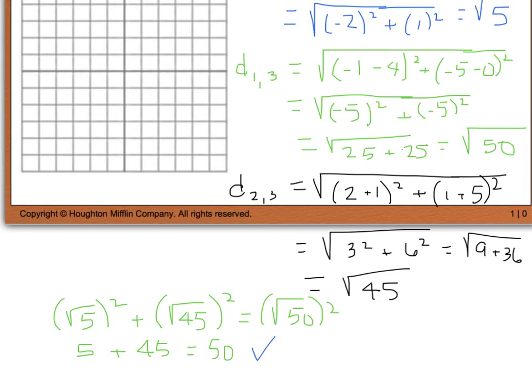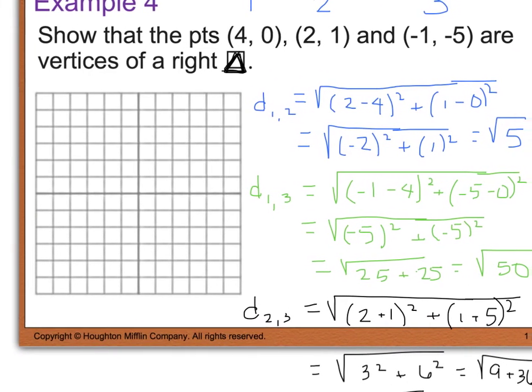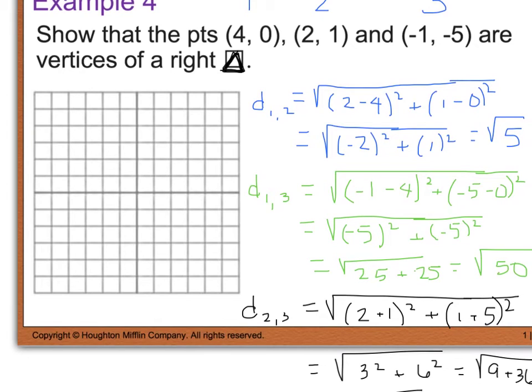And if you want, you can go ahead and plot these points just to look at it. If we do that, I see that we have 4 in the positive direction, 0. We have 2, 1, and negative 1, negative 5, which is right here. And if you connect these points, you'll see that it doesn't necessarily look like a right triangle, but because we were able to prove that the Pythagorean theorem could be used, we know that it is a right triangle.